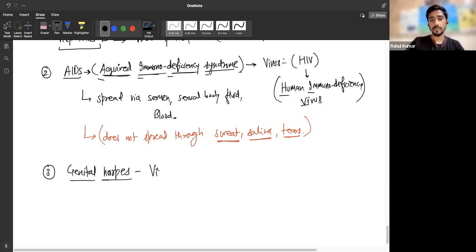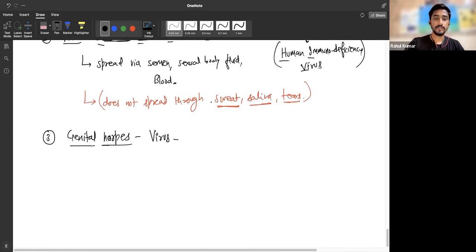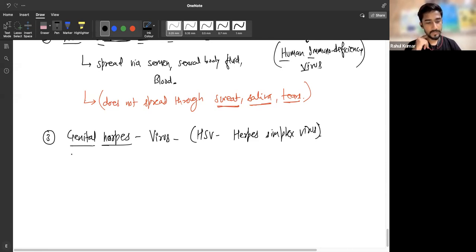You have to just remember what is the cause. So a virus causes herpes. All the three we have studied till now are viral. So this virus is called HSV, herpes simplex virus. The name of the agent is not in NCERT, but is asked in entrances. And in this, you will see that there are sores around the genitalia.